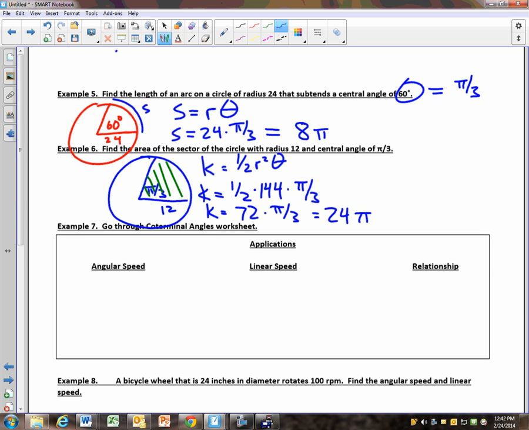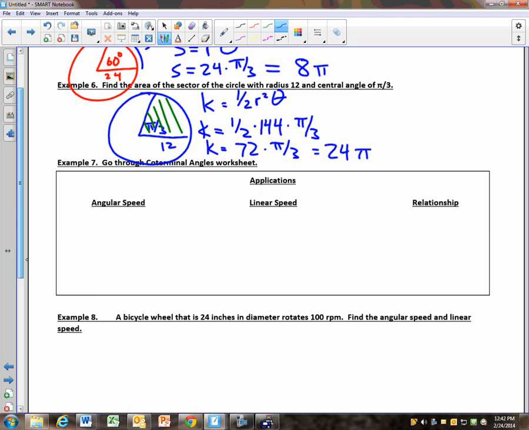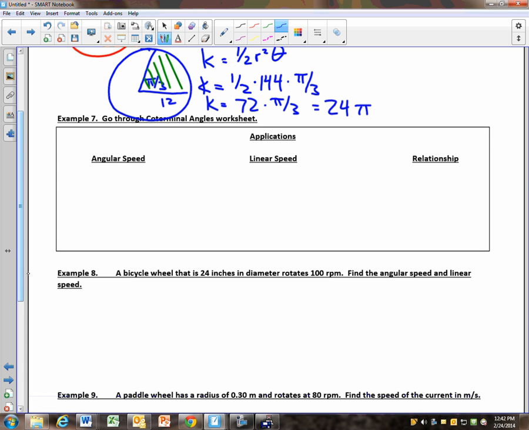The quiz tomorrow or on Wednesday is only on converting degrees to radians or radians to degrees. That one skill. I want you guys to feel like you can do that, do it quickly, and do it well.